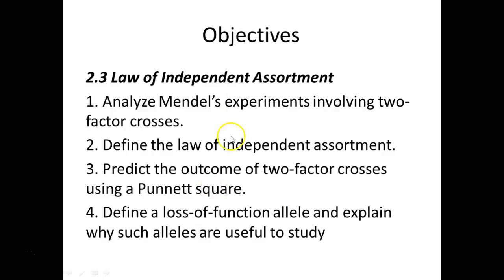So we need to be able to analyze experiments involving two-factor crosses, define the law of independent assortment, and that's why I said they separate independent of each other. Okay, and that's if they're on different chromosomes. If it's on the same chromosome, you can't do that, right? Because we don't split up our chromosomes, but each chromosome separates independently of each other.